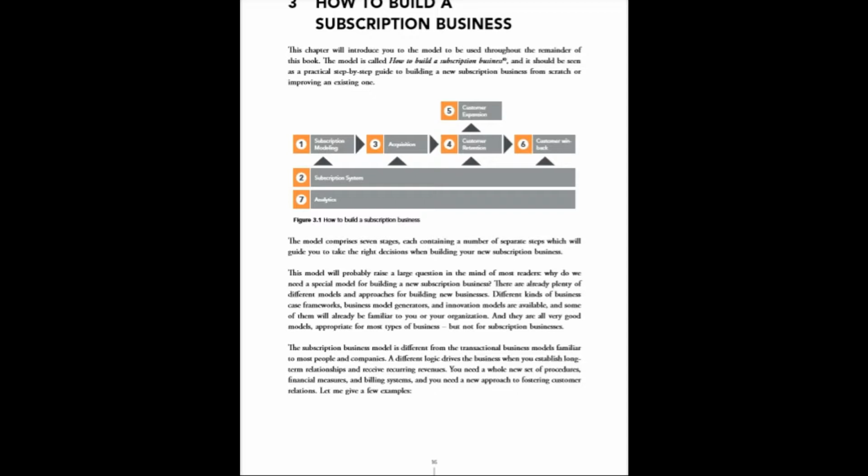So let's see how to build it in a 7-step process. The model comprises 7 stages, each containing a number of separate steps which all guide you to take the right decisions when building your new subscription business.